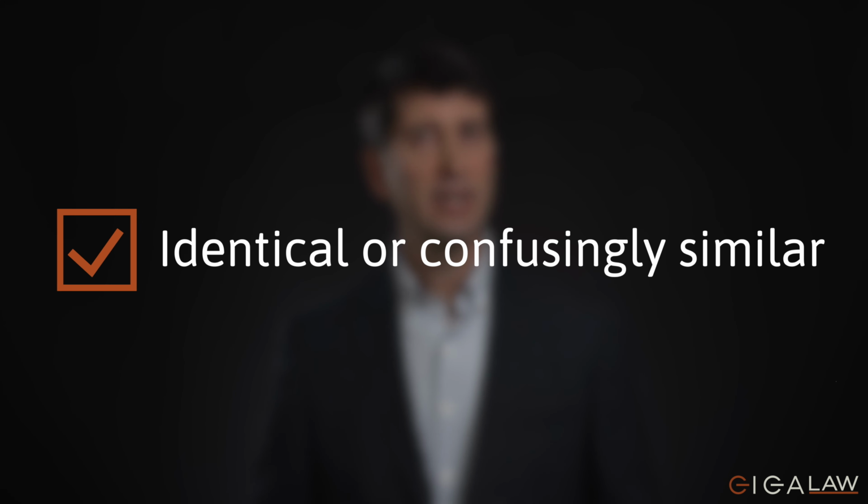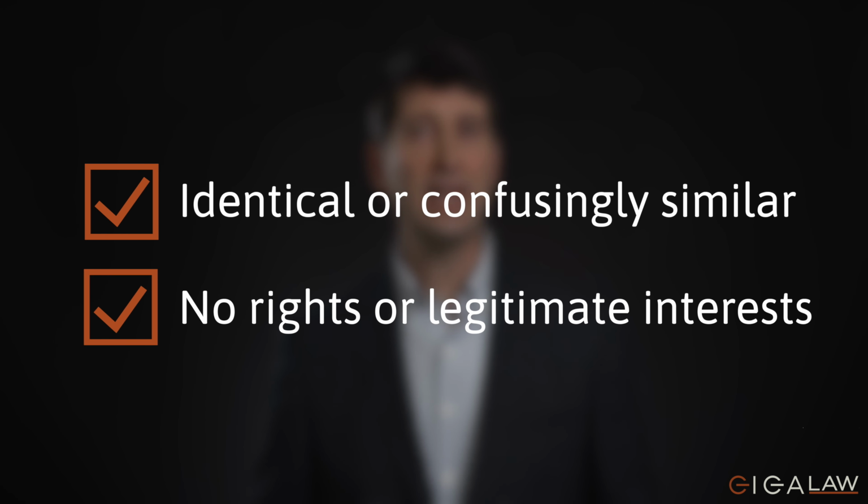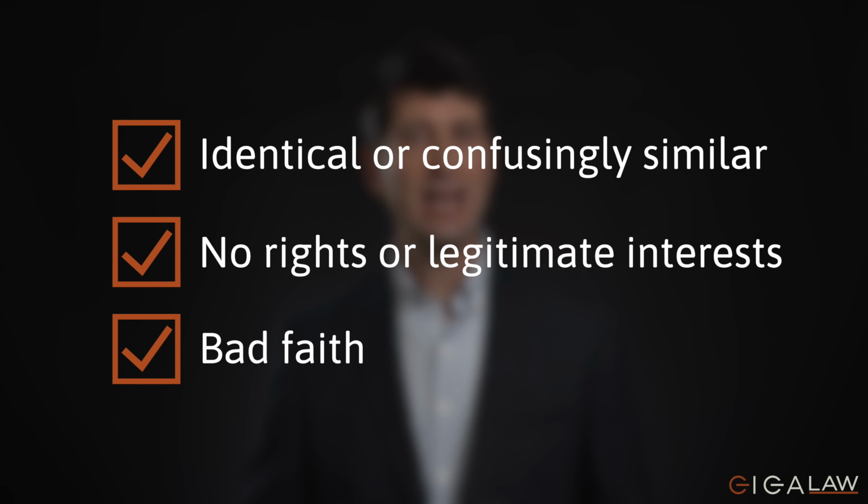The most important thing to know about the UDRP is it includes a three-part test. First, a complainant has to prove that the disputed domain name is identical or confusingly similar to a trademark or service mark in which it has rights. Second, the complainant has to prove that the registrant of the domain name has no rights or legitimate interests in it. And third, the complainant has to prove that the domain name has been registered and is being used in bad faith.